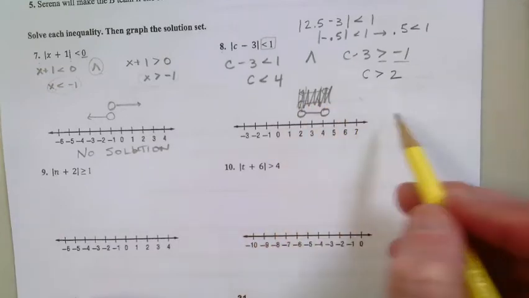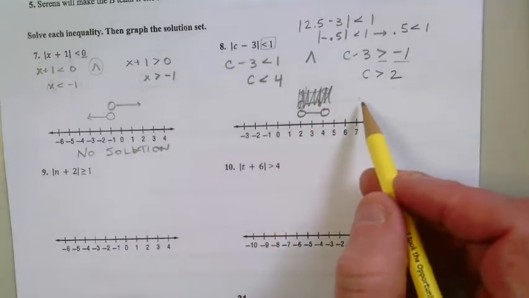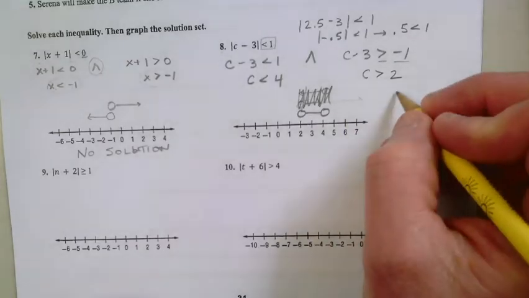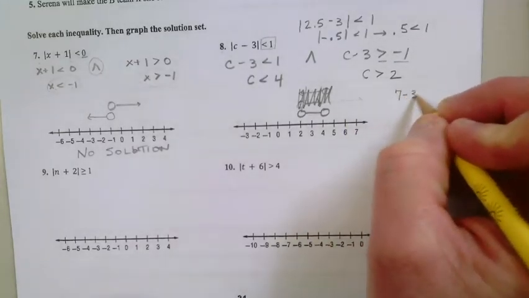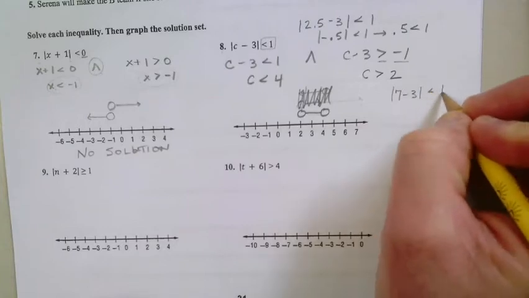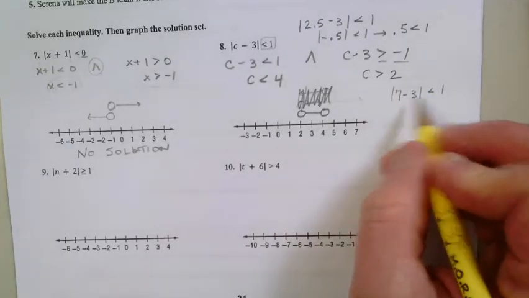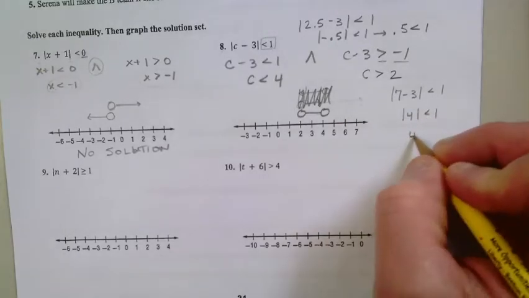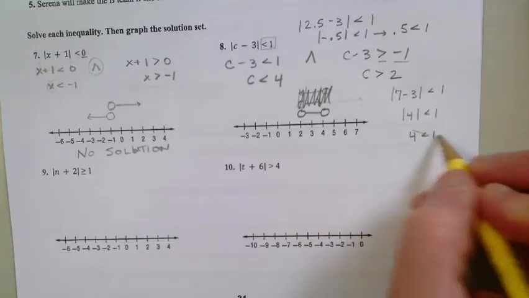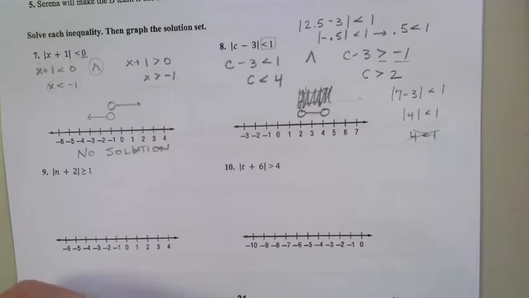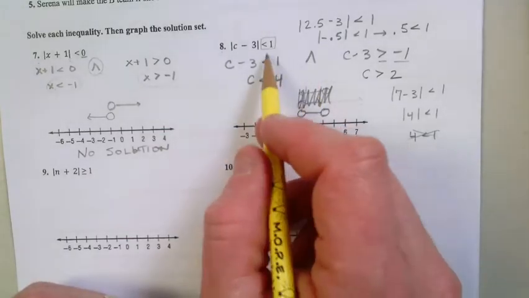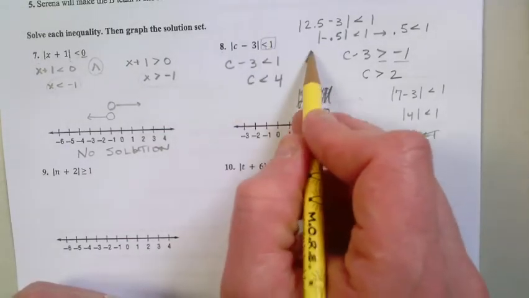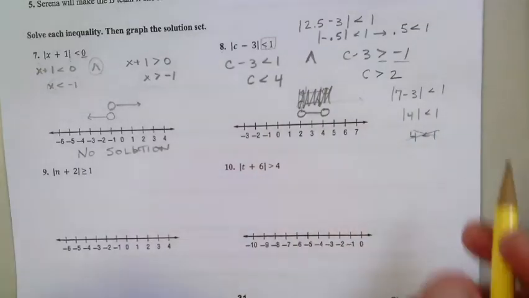Now let's say, for example, that you decide to use a number from this inequality where it continued to go in this direction. So let's say I put in like a 7. If I was to use 7, the absolute value of 4 becomes 4. Is 4 less than 1? And the answer is no. Okay? So again, when you have a less than symbol, it's an and statement. And. Okay?